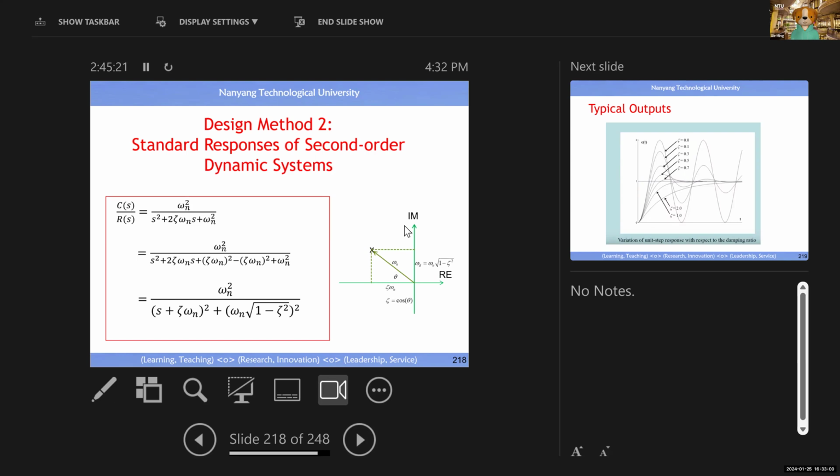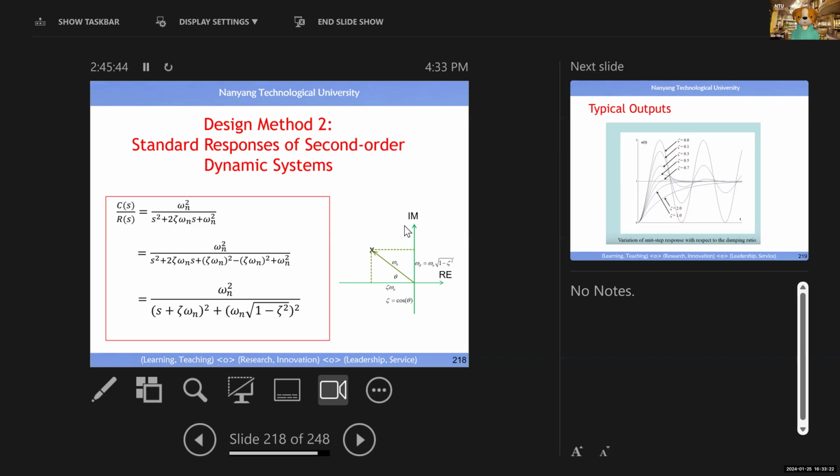Because you may always want to know what should be the standard dynamic system. Answer is this is the standard dynamic system. What do we mean by standard dynamic system? That means that any dynamic system could be represented or approximated by this type, right? And inside you only have a 2 parameter term, omega n and zeta.